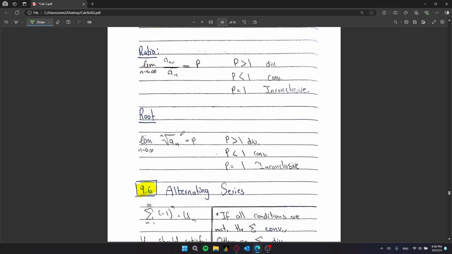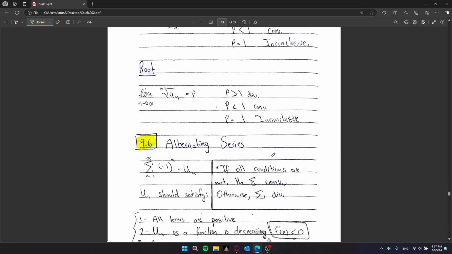The nth root of the nth term of the summation or series is equal to p. If p is greater than 1, it diverges. If p is less than 1, it converges. If p is equal to 1, the test is inconclusive. Very simple idea, but you just have to understand why this is true.